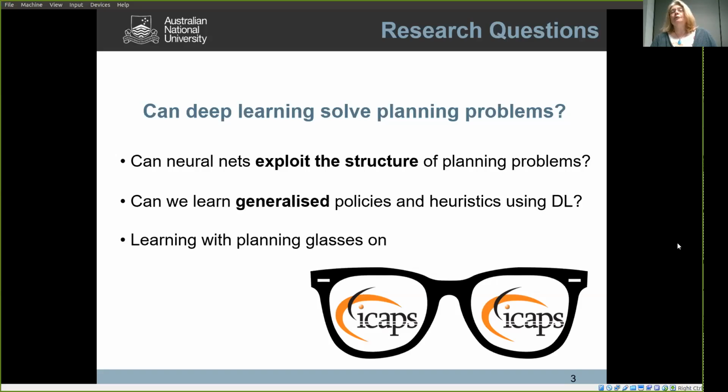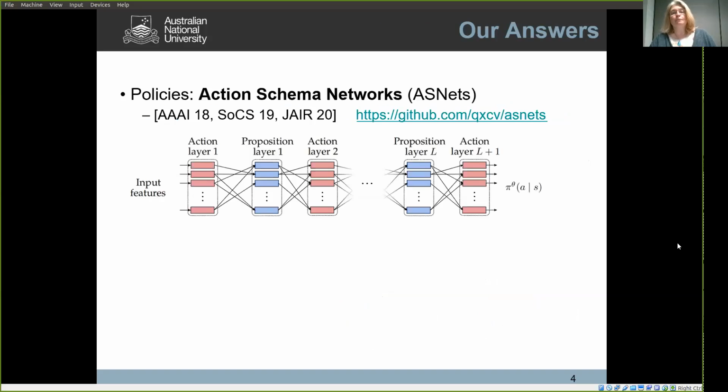So as you can see, the questions that we're asking are about learning, but we're asking them with our planning glasses on. So our answers to these questions are two neural net architectures. The first one is action schema networks, or ASNets, which we're using to learn generalized policies for deterministic and probabilistic planning. ASNets exploit the structure of planning problems, particularly the precondition-effect relationship captured in the action schemas for the domain, and use this to efficiently propagate information through the network. It also has a specific weight sharing scheme, which enables it to represent generalized policies. And so I'll explain how this works.